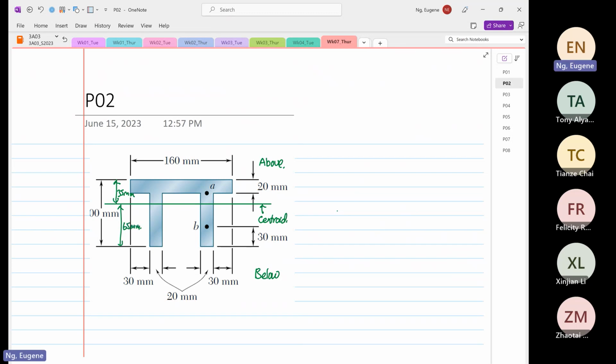So now let's look at the shear stress distribution.